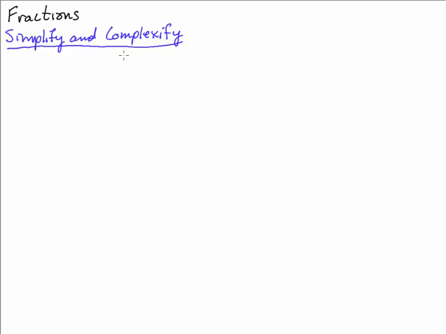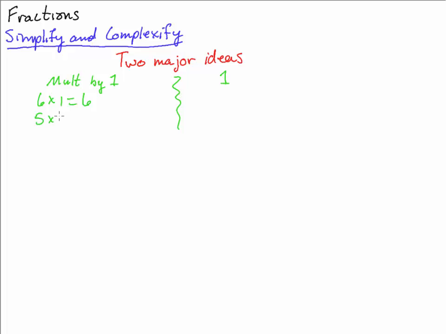Let's start with two major ideas. Those major ideas include multiplication by 1, and the other one is how many different ways you can write the number 1. So let's look at these. Number 1: 6 times 1 equals, hey, that's 6. What's 5 times 1? That's 5. What's 7,238 times 1? Hey, that's 7,238.